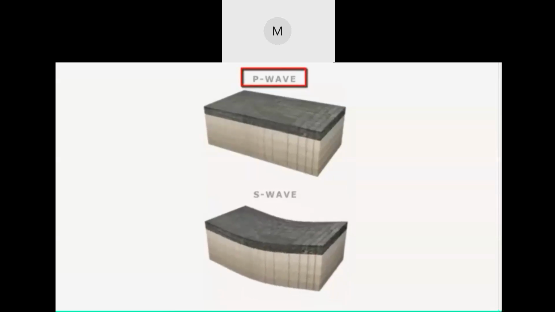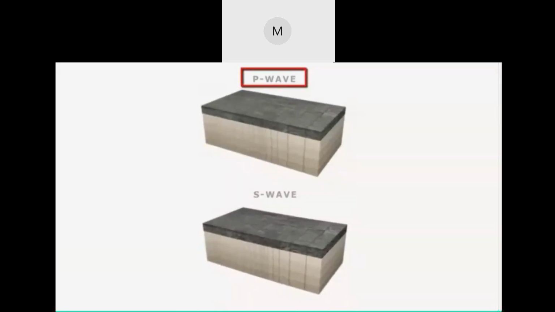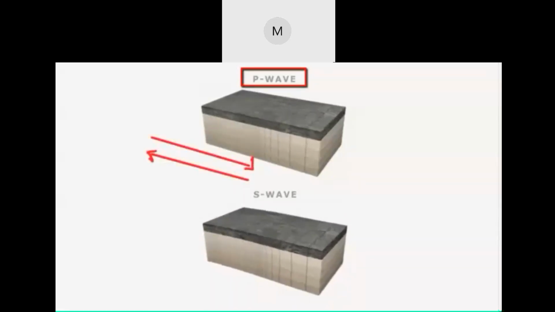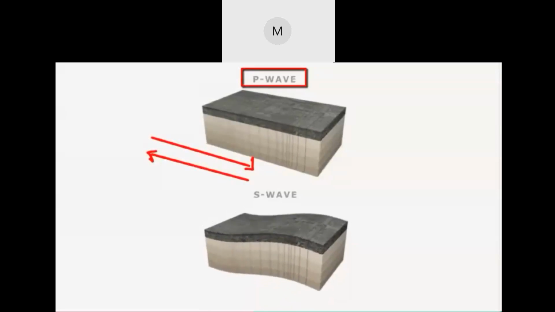The P wave, that is the primary or pressure wave, is a pulse of energy that travels quickly through the Earth's solid materials as well as liquids. It forces the ground to move backward and forward as it gets compressed and expanded.